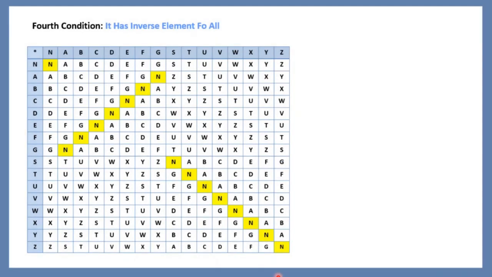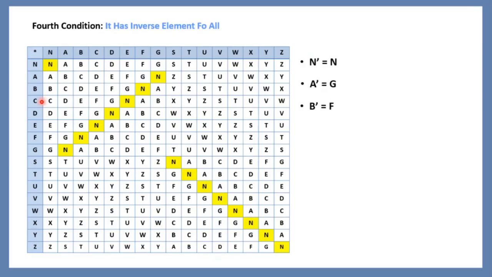Then next, our last condition is inverse element for all exists. So for N, from N to identity element N to N, therefore the inverse of N is itself. Then next, A, from A to identity element N to G. So A inverse is equal to G. Then B to identity element N to F. Therefore the inverse of B is F.